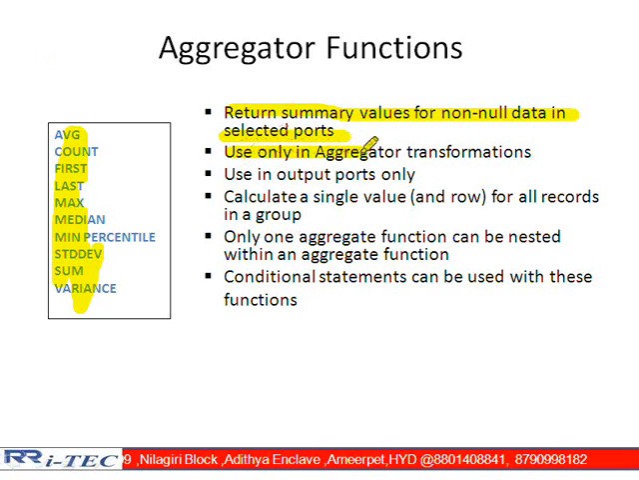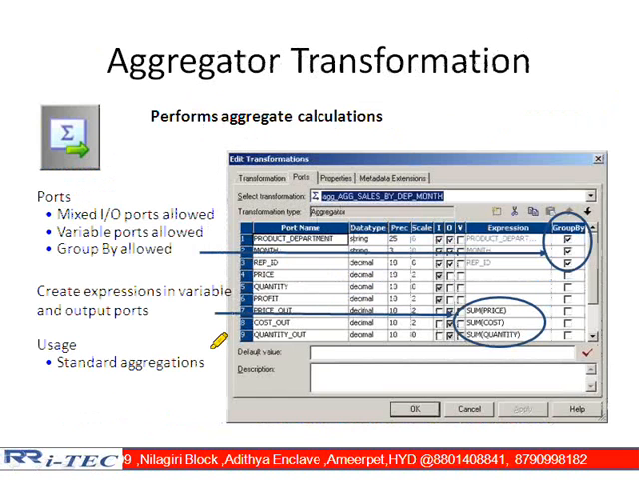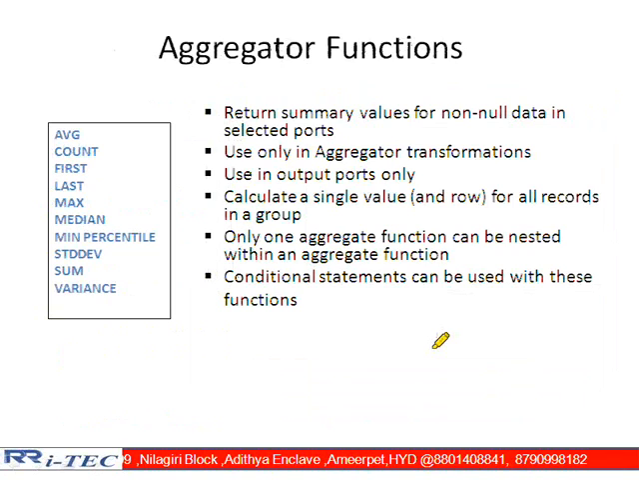Now, use only in the aggregate transformation. These are things you need to use only in the aggregate transformation, nowhere else. Next, use in output ports only. That means if you select the output port here, I selected the output ports and I am trying to define these formulas. These things we use only in the output ports.